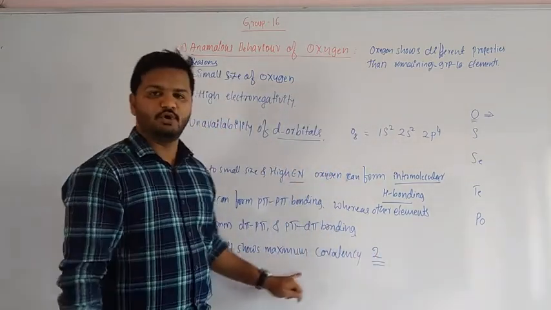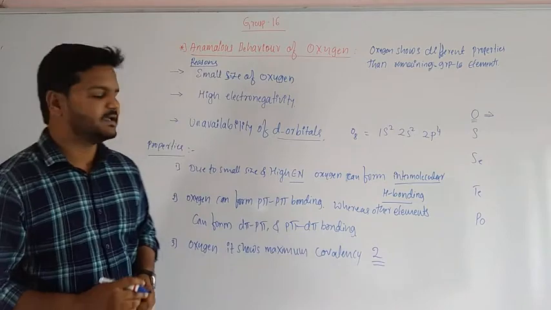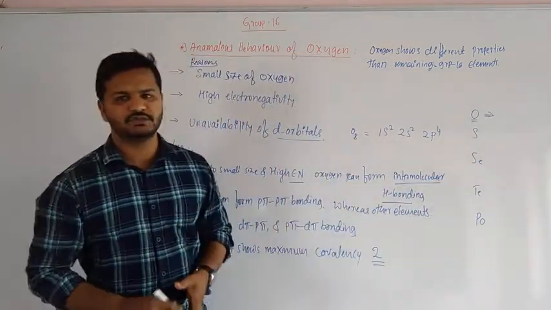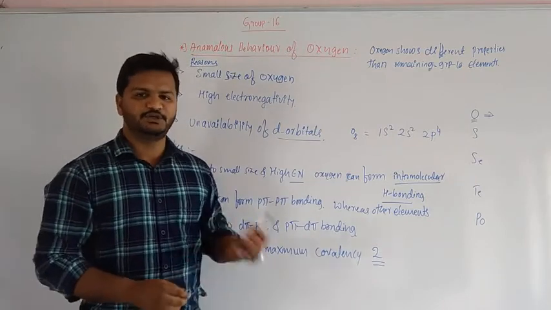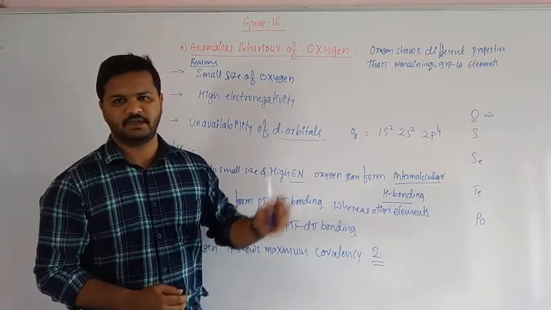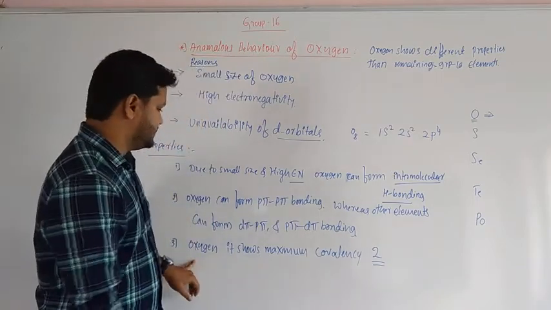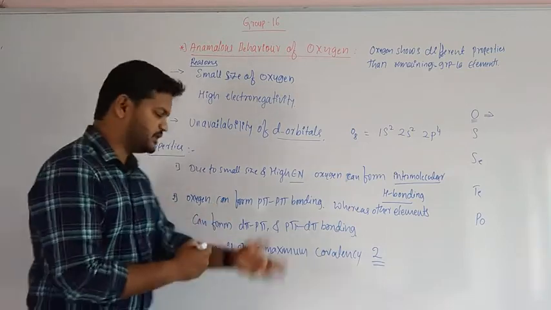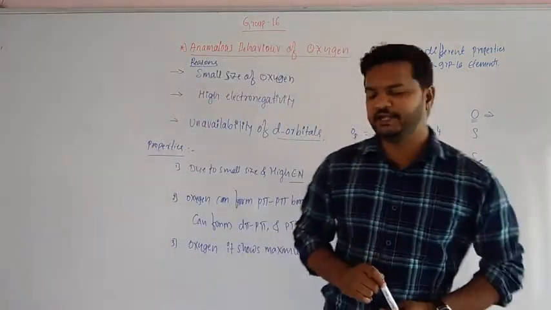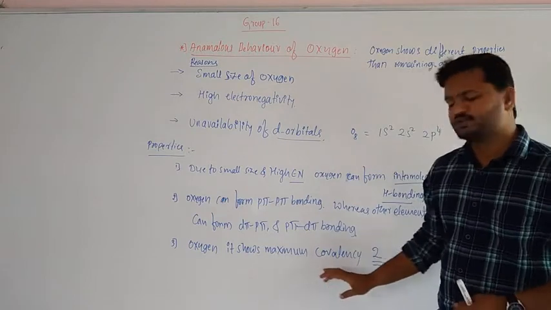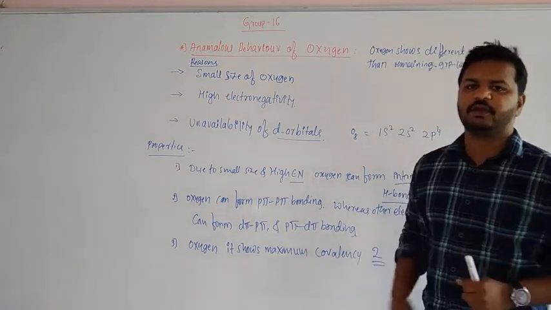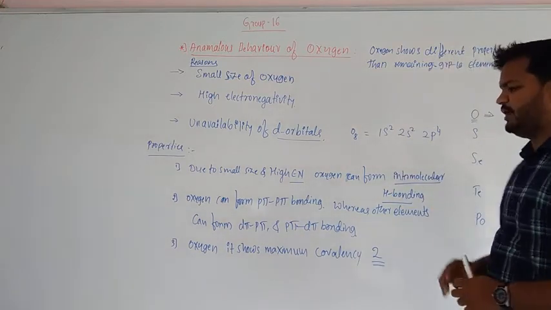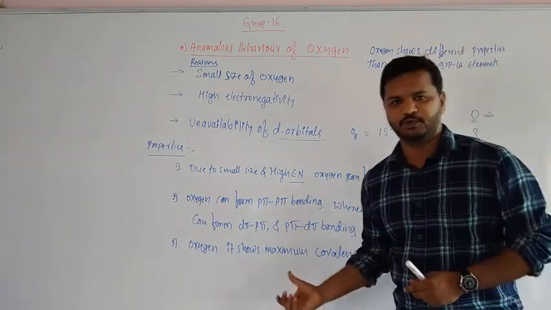Oxygen shows maximum covalency, that is 2, whereas other elements like sulfur, selenium, tellurium and polonium show covalency more than 2, like 4, 6 and so on. This is also due to the unavailability of d orbital. I will explain it once. Due to unavailability of d orbital, oxygen shows only covalency 2, and other elements like sulfur, selenium, tellurium, polonium show covalency more than 2.